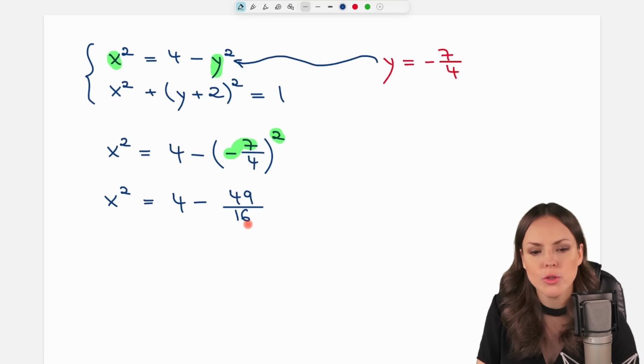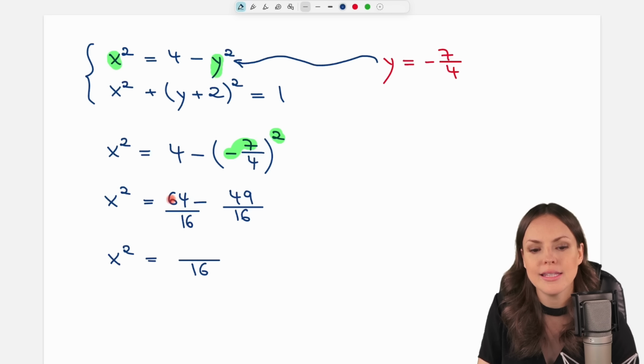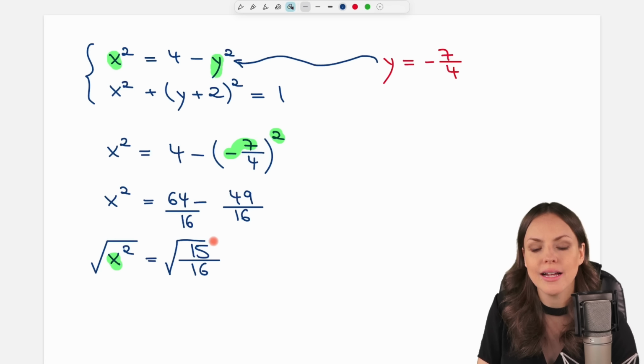To subtract these two numbers, we can write this as a fraction as well, so 4/1, but we need the same denominators, so let's multiply by 16 here, so that 1 times 16 equals 16. Same thing here in the numerator. 4 times 16 equals 64. Now we are allowed to subtract. The denominator stays 16, and 64 minus 49 equals 15. To solve for x, we only have to get rid of the square here, so let's take the square root on both sides of the equation.